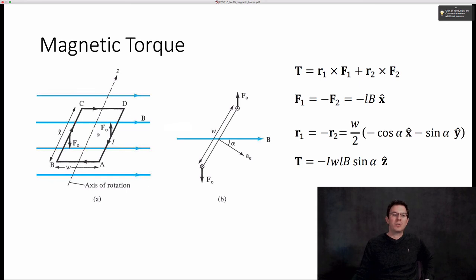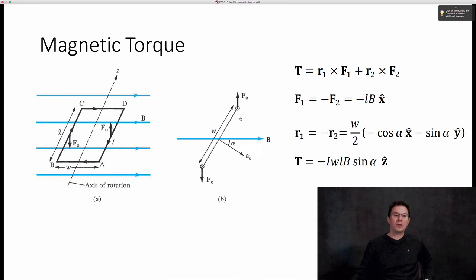All right. Next, we need an expression for the moment arm R1, and that points again from the axis of rotation to the body that's rotating, in this case, this line. The expression for that moment arm R1 is equal to W over 2, half the width, times minus cosine alpha in the x-hat direction, minus sine alpha in the y-hat direction, where alpha is the angle that the normal to the loop makes with the magnetic field. Then, to figure out the torque, you take R1 cross F1 and add it to R2 cross F2. When you add those two terms up, you get the total torque, which is minus I W L B sine alpha in the z hat direction. Okay, so it's in the minus z hat direction.